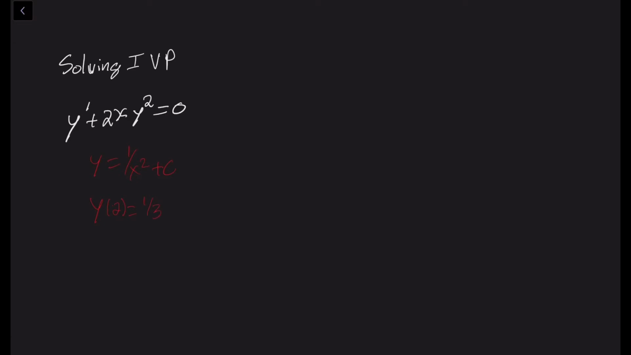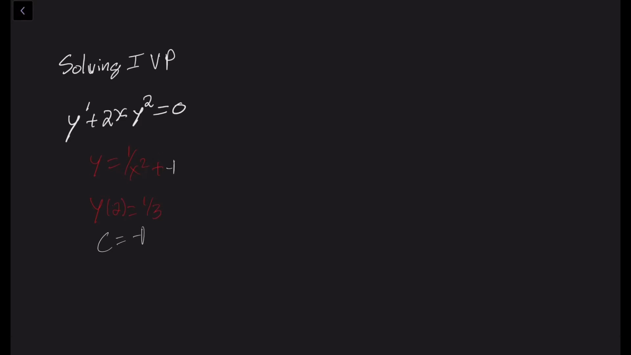So the first thing we're going to be doing is trying to solve for the c value here. So we're going to bring our equation y equals 1 over x squared plus c, and we're going to be replacing our x with 2 and our y with 1/3. And doing simple algebra, we're going to be able to find that c equals -1. So now that we know that c equals -1, we can replace that right here, and we can get rid of those right there.